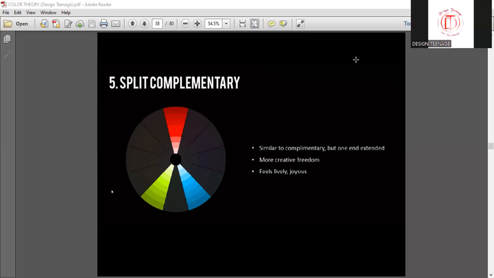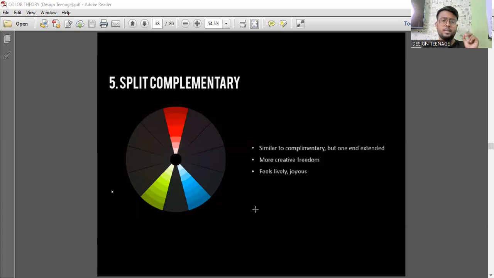Okay. So split complementary is nothing but this: there will be one color, opposite to which there is another color which we consider complementary. Now two adjacent colors of that opposite color will be considered, leaving that central one out. So that is what we consider as split complementary.